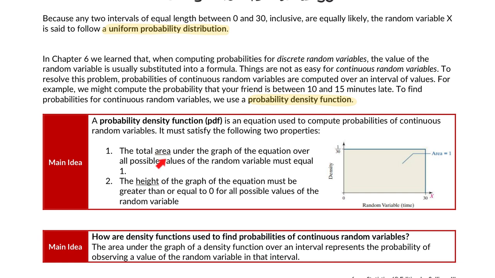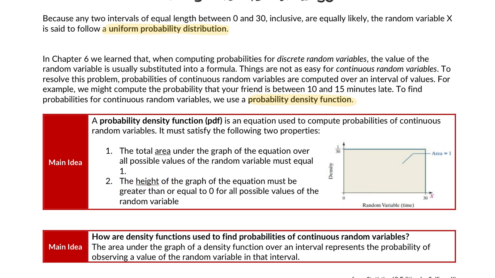The total area underneath the graph of the equation over all possible values of the random variable must equal 1, because in every probability experiment, what do all probabilities have to add up to? 1. So the area of this shape that creates my density function has to add up to 1.